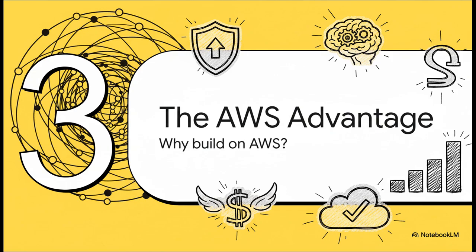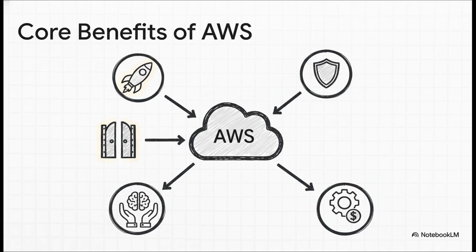This brings us to Section 3, the AWS advantage. Why should you build your AI apps here in the first place? What's the real benefit? Well, when you build on AWS, you get a bunch of critical advantages right out of the box. We're talking enterprise-level security, help with compliance, frameworks for responsible AI. But for builders like us, the two biggest wins are right there at the bottom. A dramatically lower barrier to entry and just incredible speed to market.